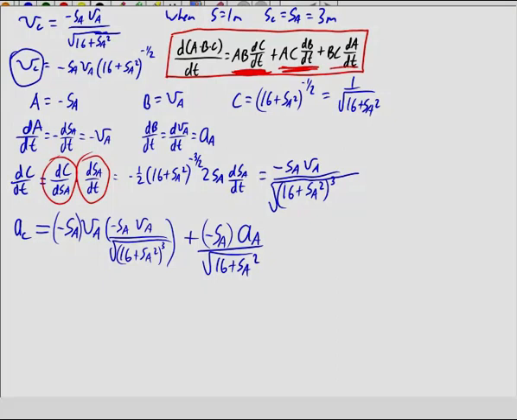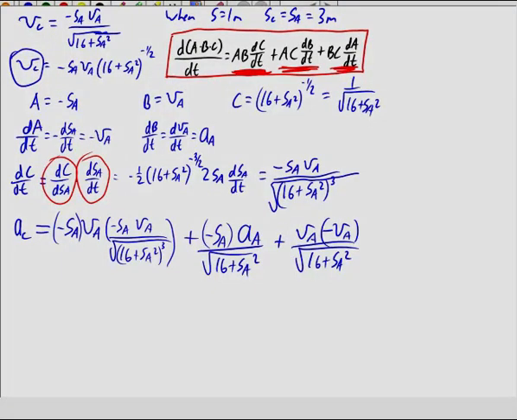Now I'm going to take care of the third term. The third term is B. Now B we know is just VA. C, now C is 1 over the square root of 16 plus SA squared times the derivative of A. The derivative of A is already up there. It's going to be negative VA. There we go. We have all of our terms.